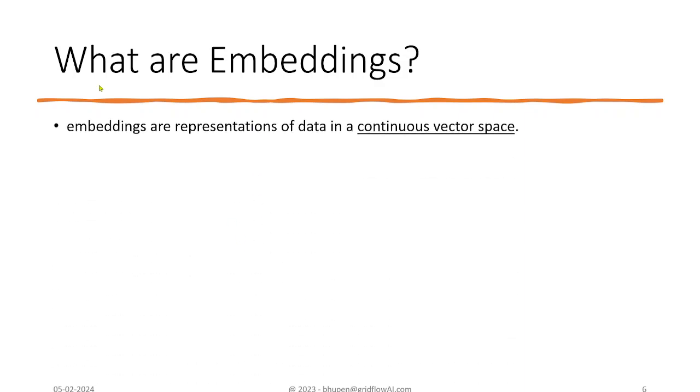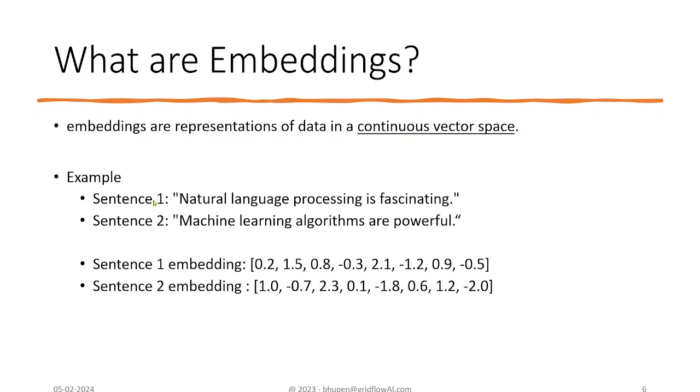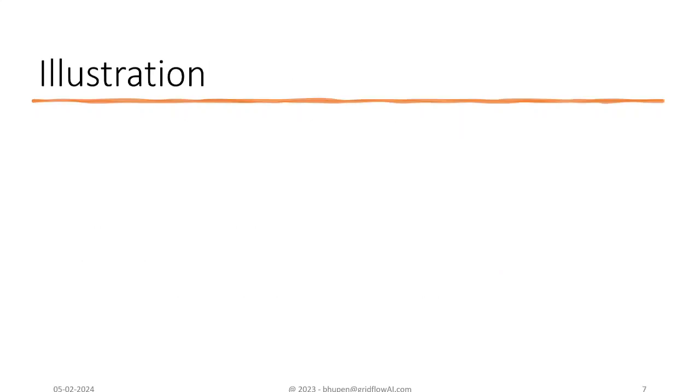So what are embeddings? Embeddings are vector representations in continuous vector space. Let's take an example here. Let's say you have sentence 1 and sentence 2. Sentence 1: Natural language processing is fascinating. Sentence 2: Machine learning algorithms are powerful. How can we represent the entire sentence in terms of a vector? So for example, this could be the vector representation for sentence 1, and this can be for sentence 2. And how do we achieve it? That's what we will be discussing in this video and also subsequent videos.